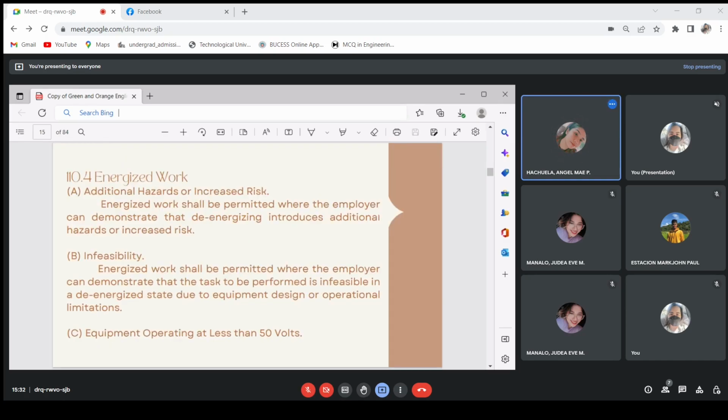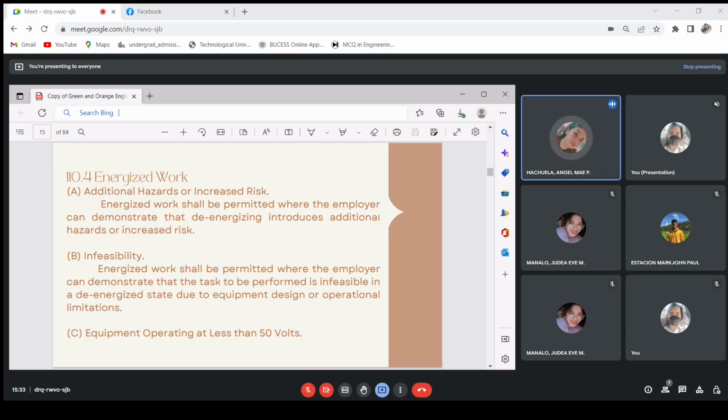Energized work. Letter A is additional hazards or increased risk. Energized work shall be permitted where the employer can demonstrate that de-energizing introduces additional hazard or increased risk. De-energized means to disconnect an electrical circuit from a power supply. Examples of additional hazards or increased risk include, but are not limited to, interruption of life support equipment, the deactivation of emergency alarm systems, and shutdown of hazardous location ventilation equipment.